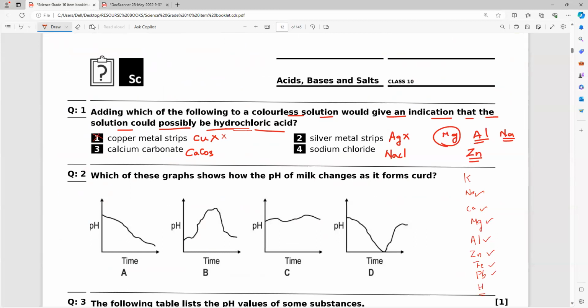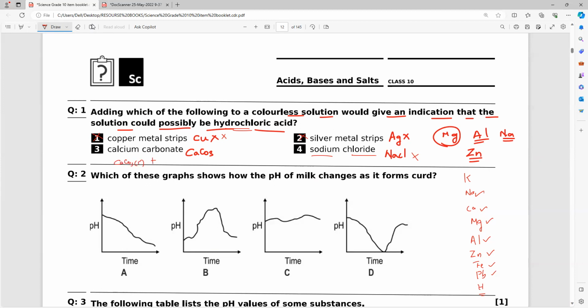So first option gone, second option gone, and the third one let us discuss. Do we have any reaction for this equation, sodium chloride reacting with HCl? No. Do you understand? So there is no reaction for us. The only reaction we have is calcium carbonate. So what is the equation, everybody? Can you tell me?